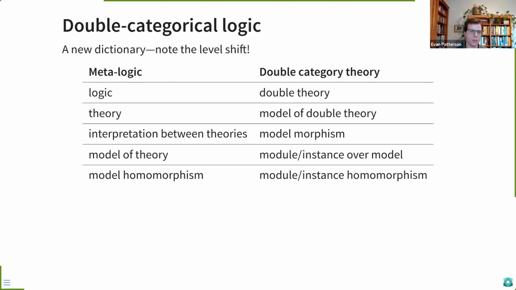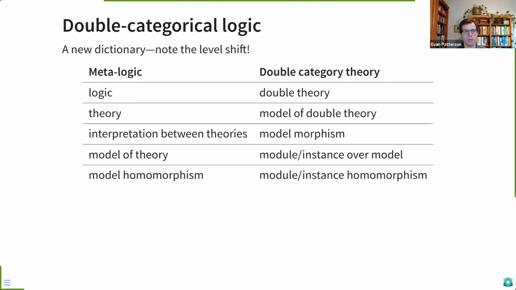So returning to our analogy here, we can suggest another kind of dictionary in which we have some of the notions we were talking about before, but now the logic is actually part of the overall thing that we're doing. So from this point of view, we think that a logic is specified by a double theory, and then a theory in that logic is a model of the double theory. So note the level shift there from theories to models. That's somewhat confusing, but that is the way it works.